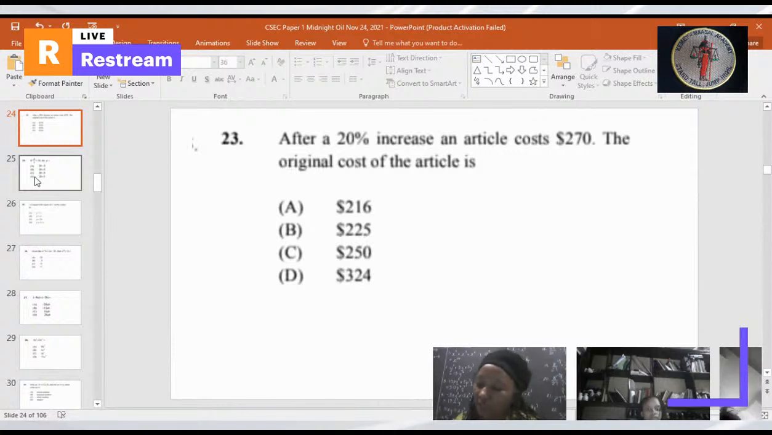Let me just double check something. So 12 into 27. Mm, yeah, okay.